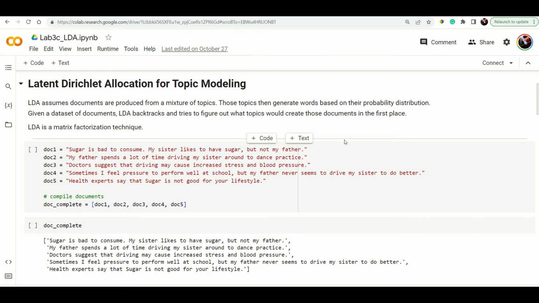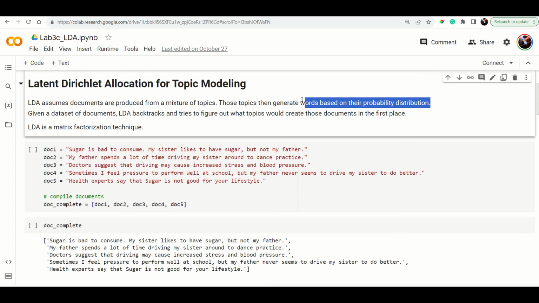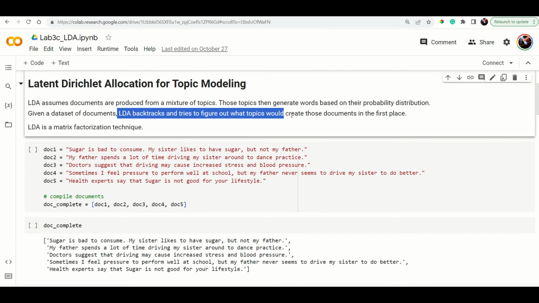It is also called LDA. The importance of Latent Dirichlet Allocation is that a document is not formed by a single topic. It is actually a mixture of topics. These topics which are generated are based on the probability distribution, and LDA basically backtracks and tries to figure out what topics could create those documents in the first place.